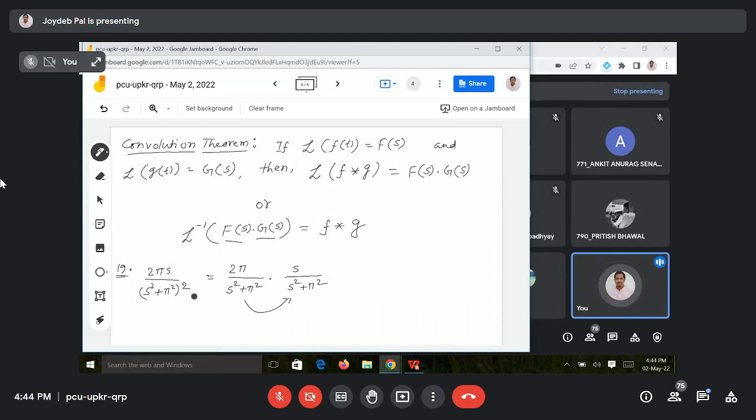ये दोनों को alter कर सकते हो, मतलब F(s) G(s) को alter कर सकते हो. s by (a square plus pi square) पहले, then 2 pi by (a square plus pi square) बाद में. But अगर ऐसे ले लेते हैं, मान लो कि ये भी तो एक representation होगा, 2 pi s multiplied by 1 by (a square plus pi square) whole square. That is also in the form of F(s) into G(s). But we will not take this because we don't know the Laplace inverse of this, right?